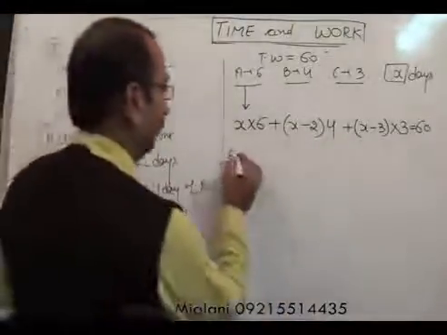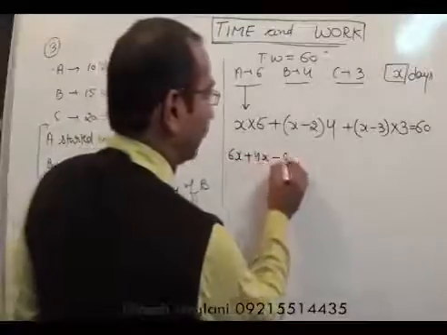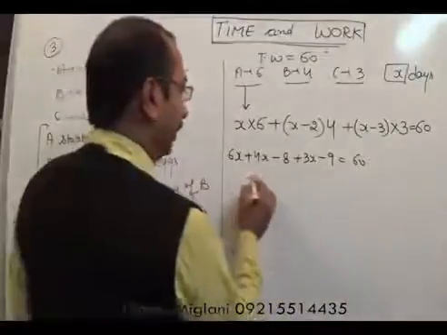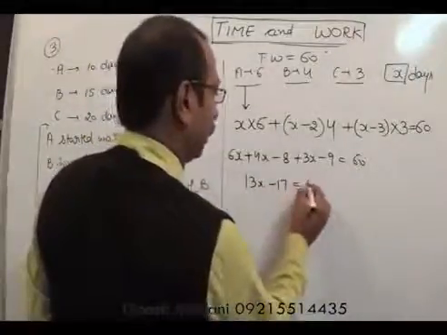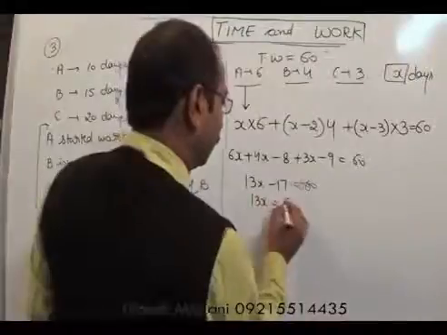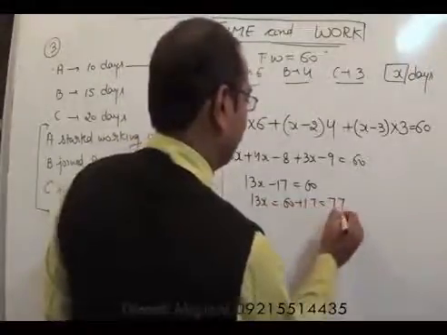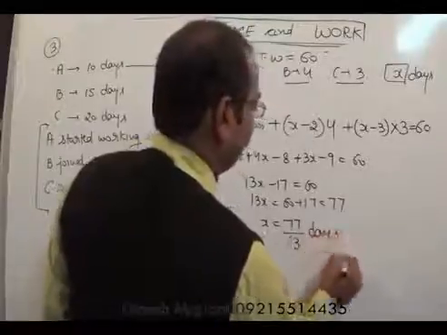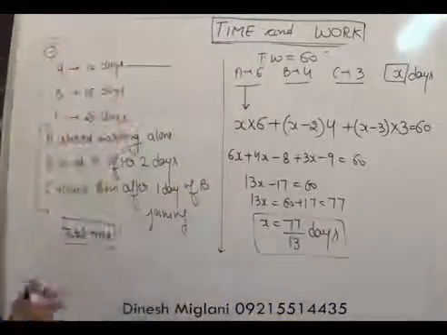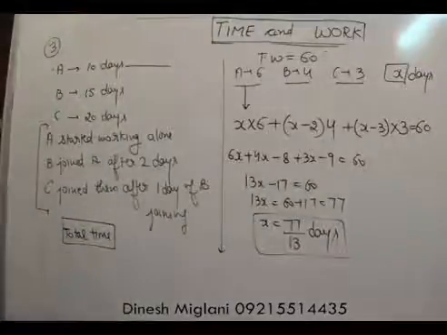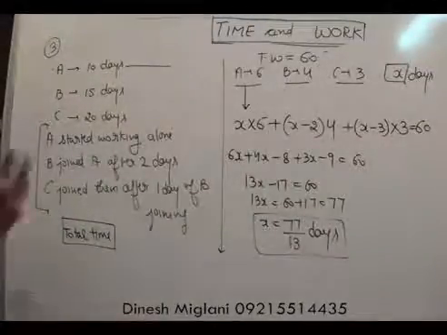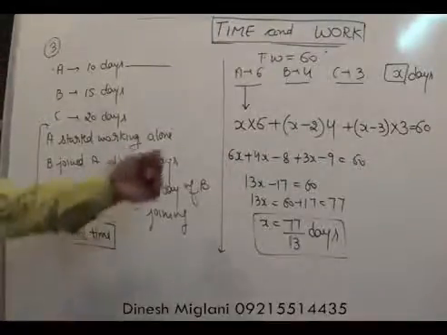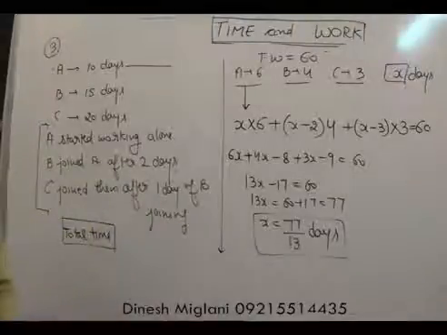Just find X. 6x plus 4x minus 8 plus 3x minus 9 equals 60. 13x minus 17 equals 60. 13x equals 60 plus 17, that is 77. X equals 77 by 13 days, that becomes your answer. With this concept, we understood the basic logic behind answering these questions. The concept is very simple, we only have to check who joined and what time he joined.